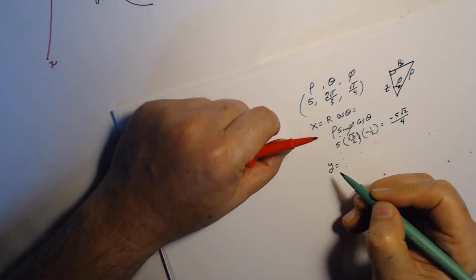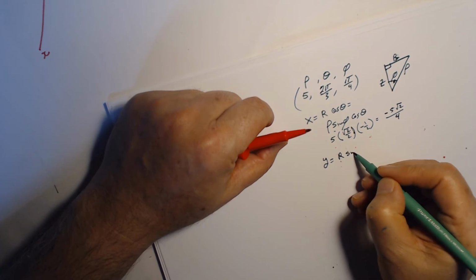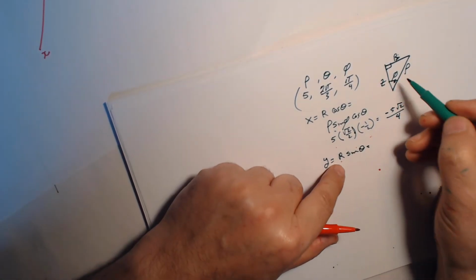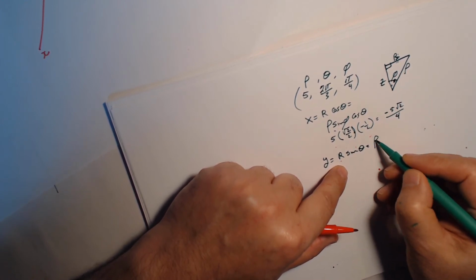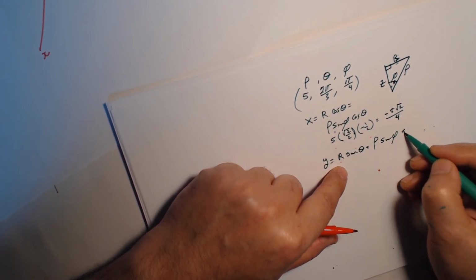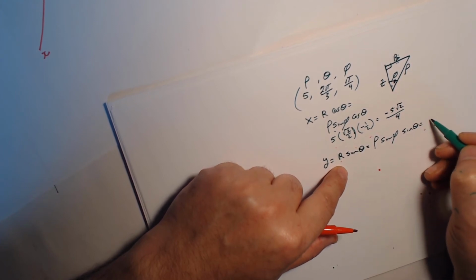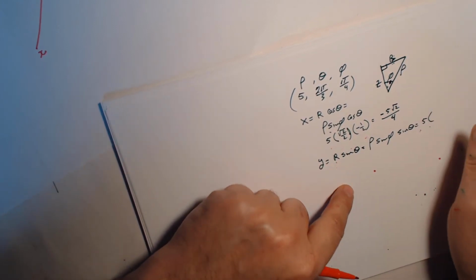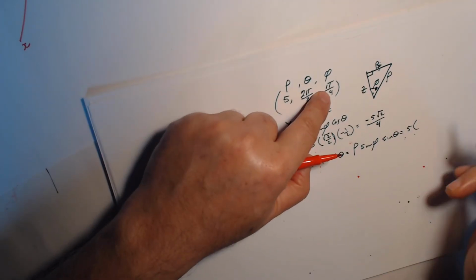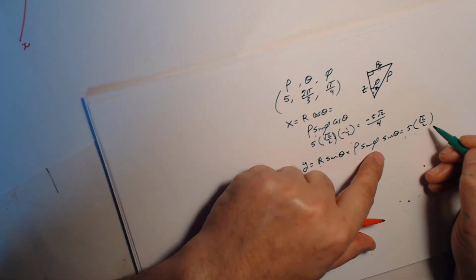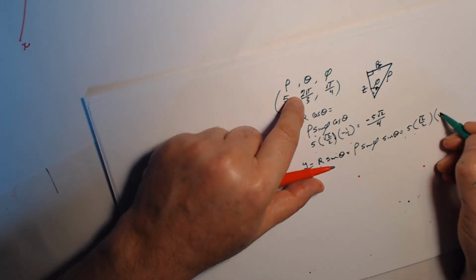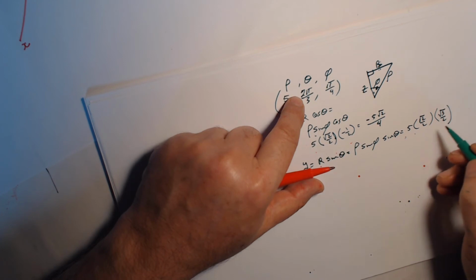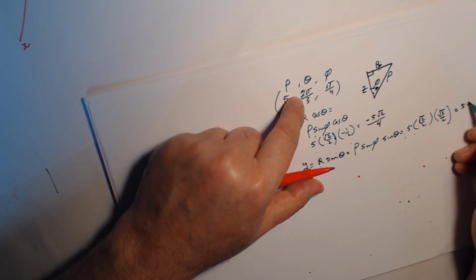What is your y value? It is r sine of theta. But what is your r? R corresponds to the opposite, therefore it is rho sine of phi sine theta, and that rho is 5. Sine of phi is radical 2 over 2, and sine of 2 pi over 3 is radical 3 over 2. Therefore, that becomes 5 square root of 6 over 4.